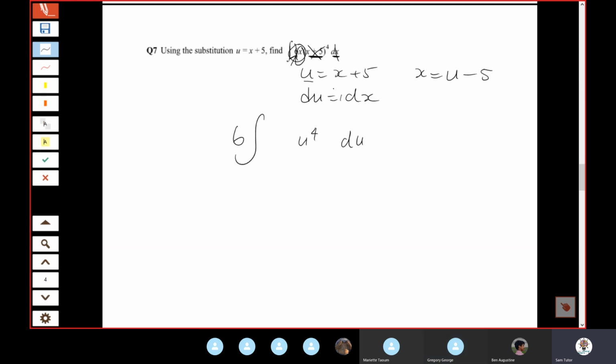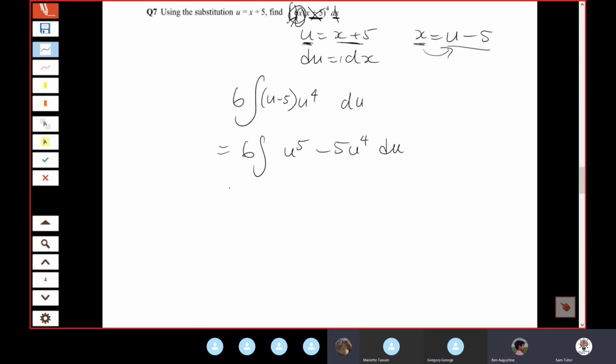x is actually just another way of saying u minus 5. If you know u equals x plus 5, well, just subtract the 5. Now you've got x in terms of u. And then you have this expression. What would you do when you have something like this? You're obviously going to expand, right? So next line, that becomes u to the power of 5 minus 5u to the power of 4 du. And then just integrate normally.